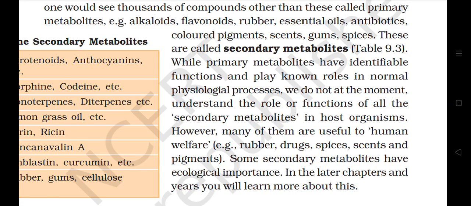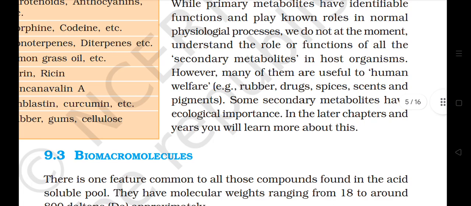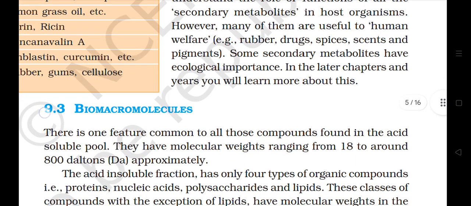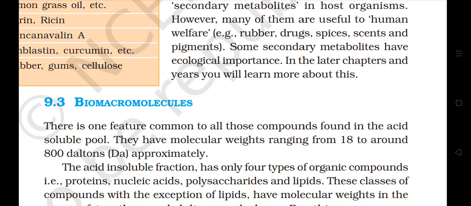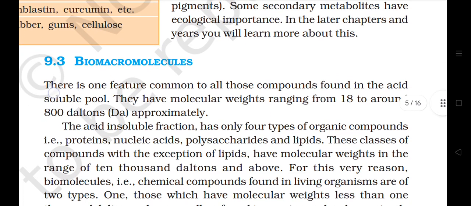Table 9.3. While primary metabolites have identifiable functions and play known roles in normal physiological processes, we do not at the moment understand the role or functions of all the secondary metabolites in host organisms. However, many of them are useful to human welfare. Example: rubber, drugs, spices, scents and pigments. Some secondary metabolites have ecological importance. In later chapters and years you will learn more about this.